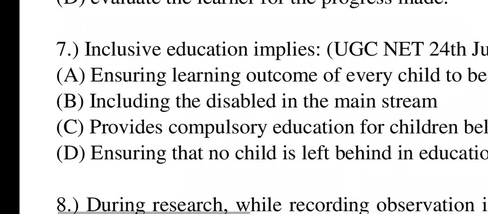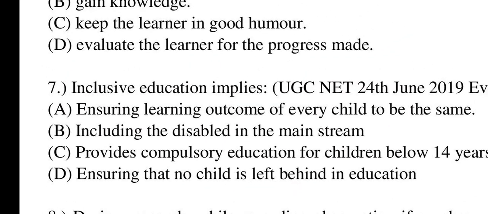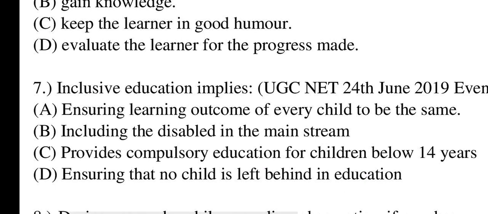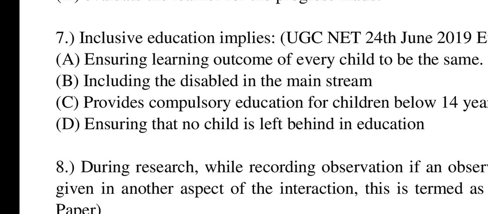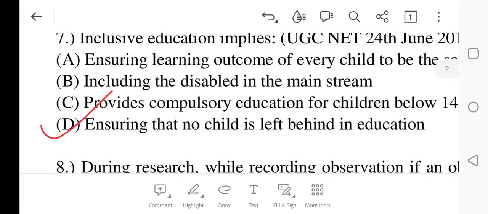Number 7 says, inclusive education implies what? A, B, C, D. A, ensuring learning outcome of every child to be the same. B, including the disabled in the mainstream. C, provides compulsory education for children below 14 years. D, ensuring that no child is left behind in education. Seven, number D will be correct. Ensuring that no child is left behind in education.